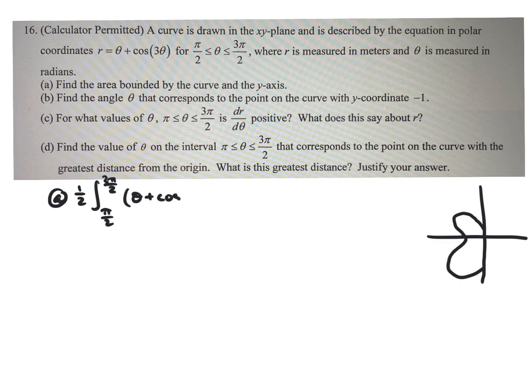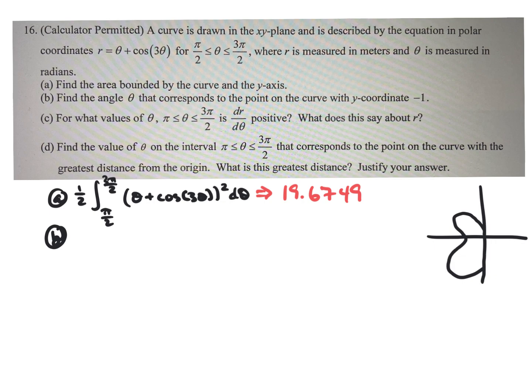Theta plus cosine 3 theta quantity squared d theta. All right, throw it in a calculator. All right, part B. Find the angle theta that corresponds to the point on the curve with the y-coordinate -1.